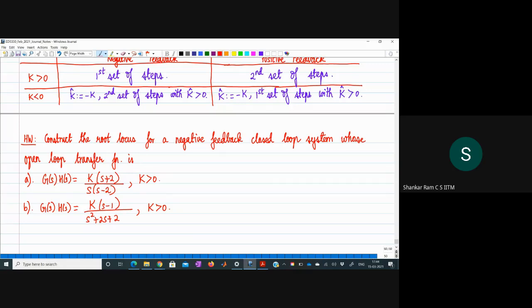In the first problem, problem A, we have open loop poles at 0 and 2, and an open loop zero at minus 2. In problem B, we have an open loop zero at plus 1, and we have complex conjugate open loop poles at minus 1 plus or minus j. Those are the differences between problem 1 and problem 2. I think those are the key observations from these two problems. So please do these problems.